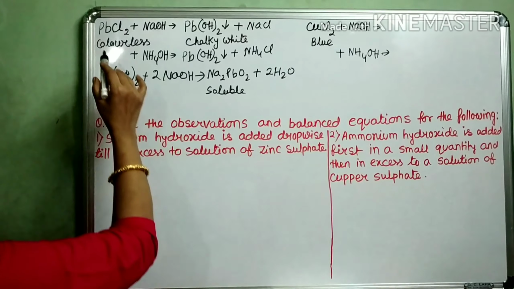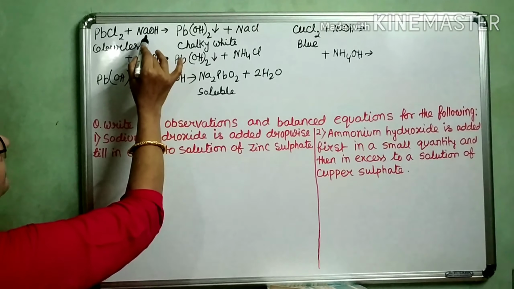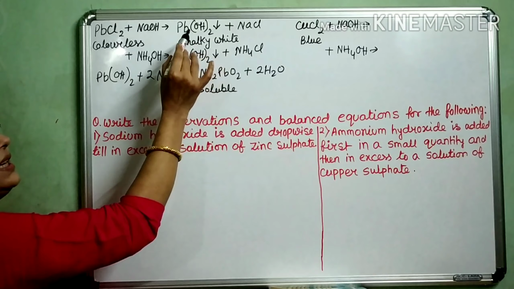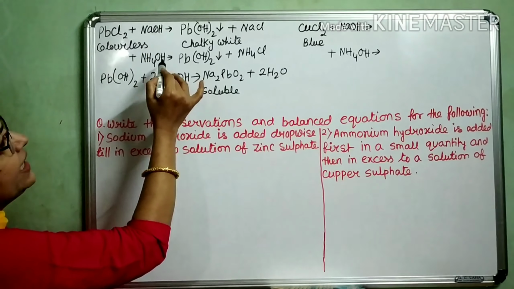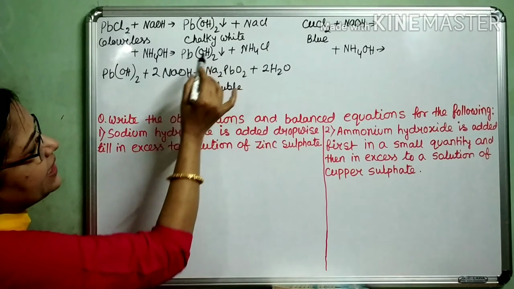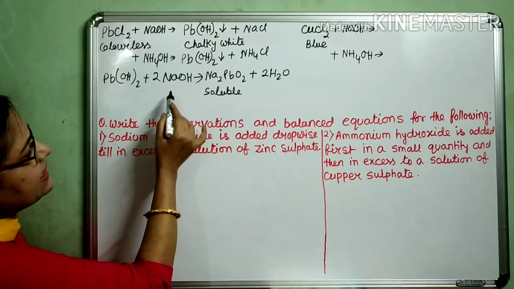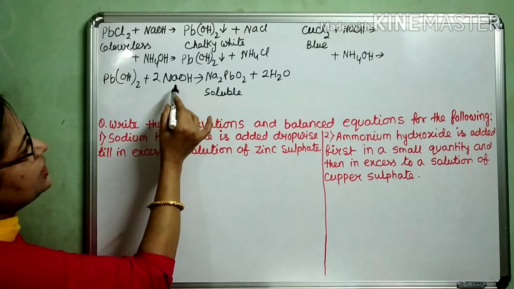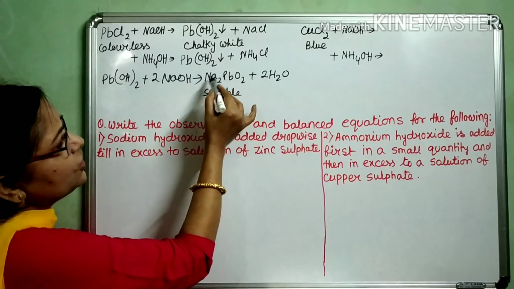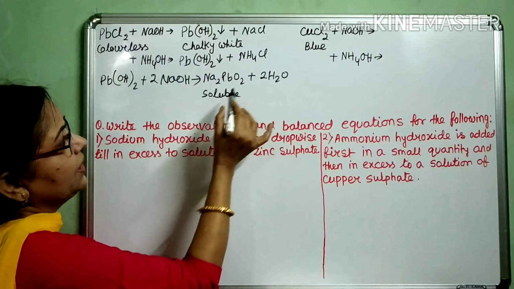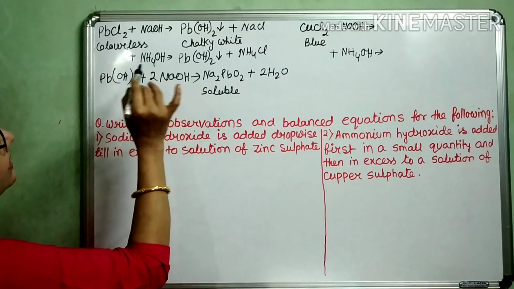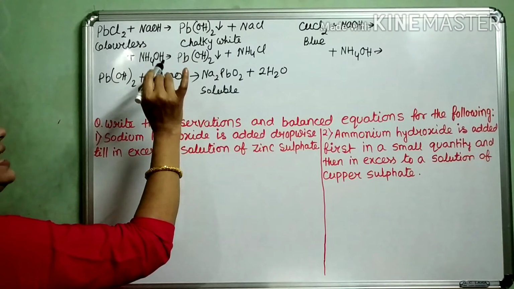So first, in case of lead chloride, when it reacts with NaOH, a chalky white insoluble precipitate is formed. And when it reacts with NH4OH, same as lead hydroxide, an insoluble chalky white precipitate is formed. But when excess NaOH is added, sodium plumbate is formed, this means a soluble clear solution. But when excess NH4OH is added, there is no reaction, this means it is insoluble.